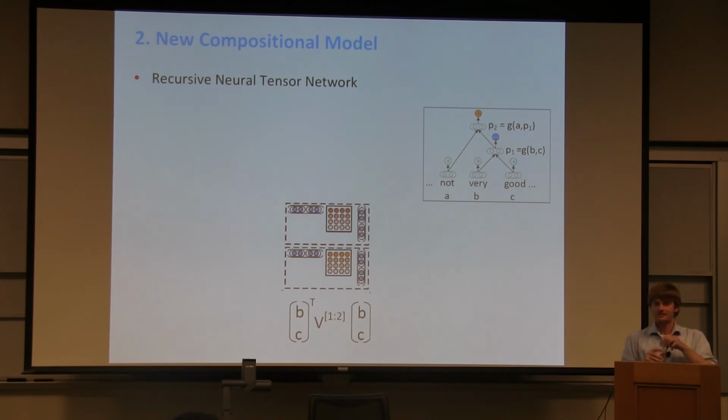It seems like a lot of parameters, but let's think about this. So let's say you have 50 dimensions, right? So you have 50 times 100 times 100.